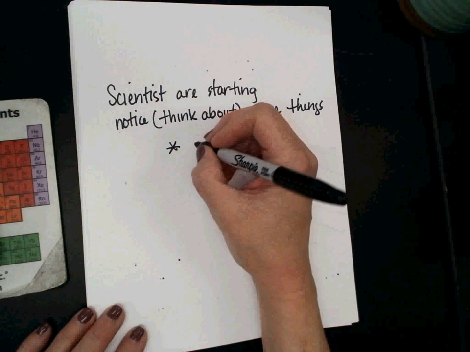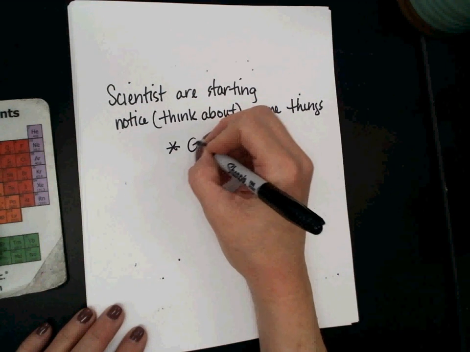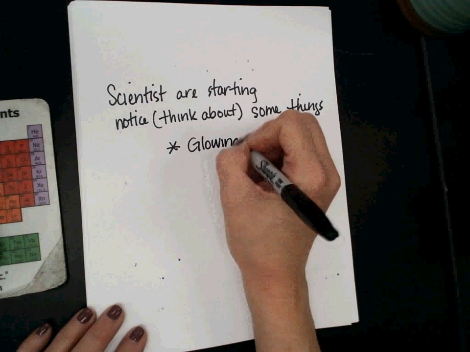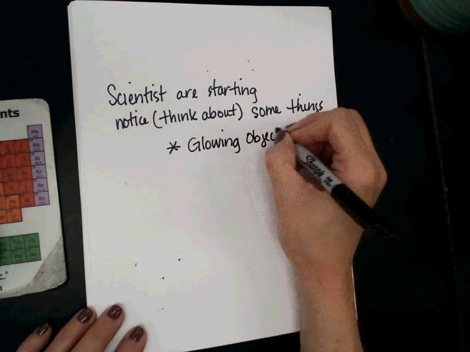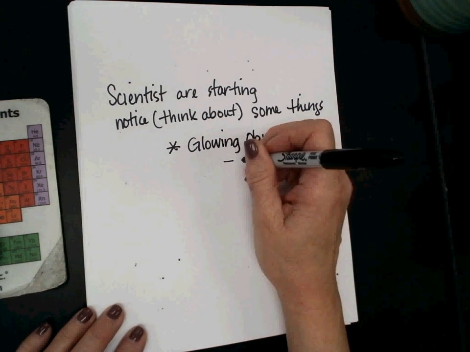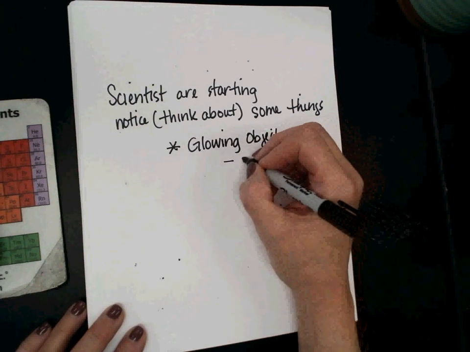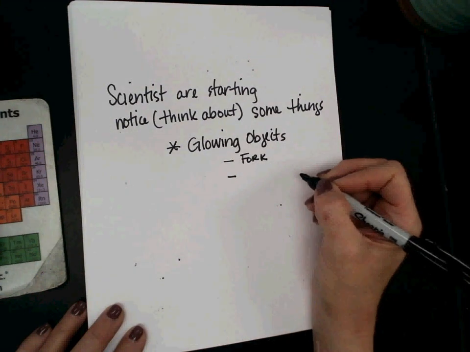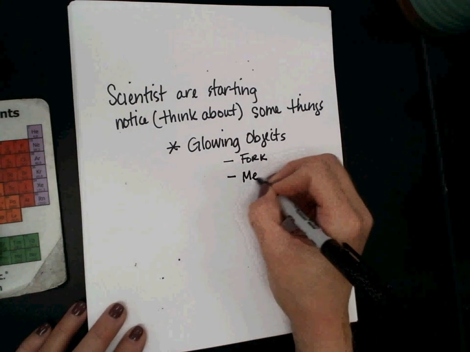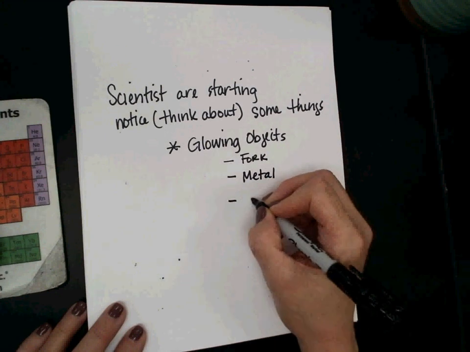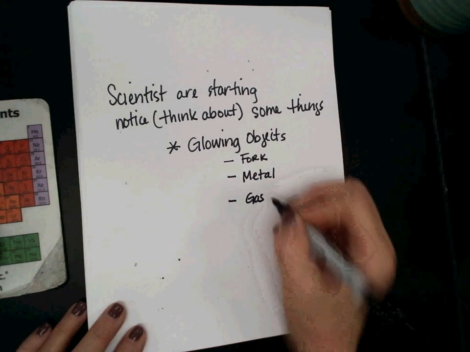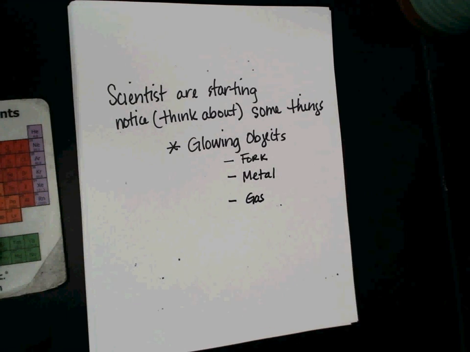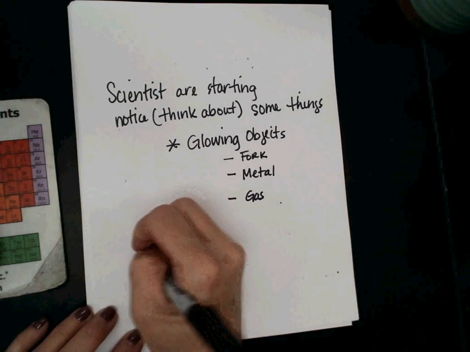So maybe we just write down in your notes, glowing objects, which would be, what should I say? I'm just going to write fork. You guys will know what I'm talking about. Fork, metal, and gas. We're not going to write down all those things. I just want you to think about that. Can't figure any of that out.